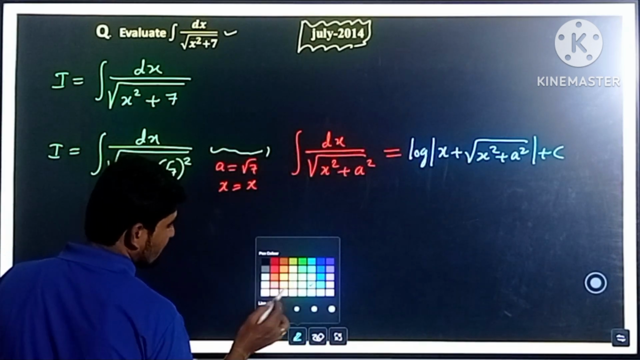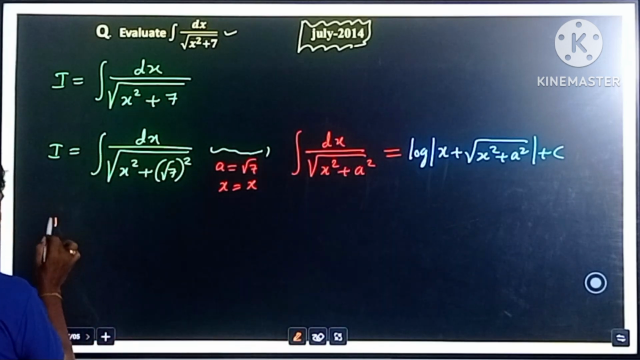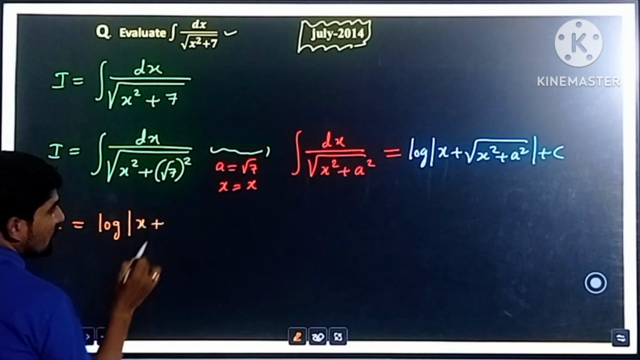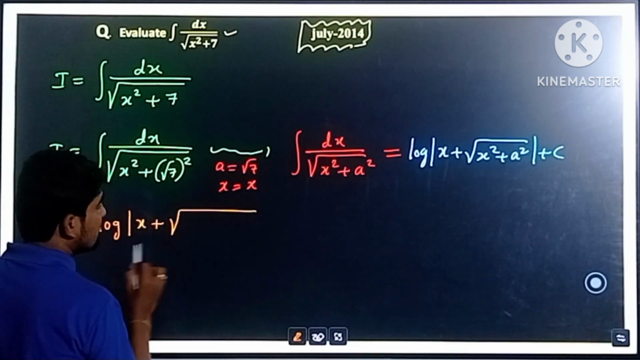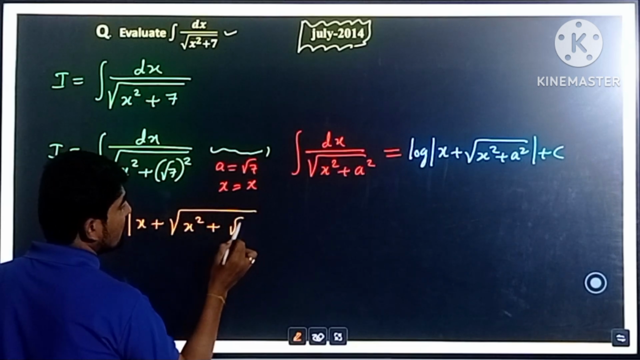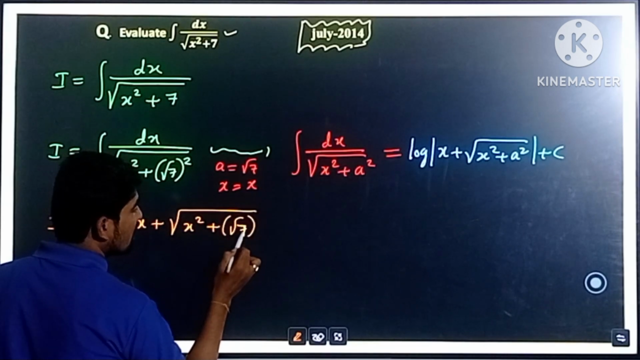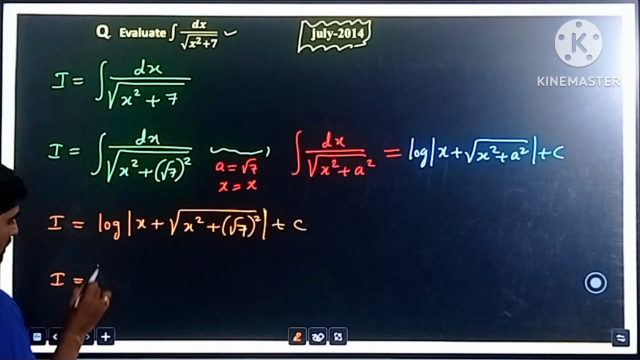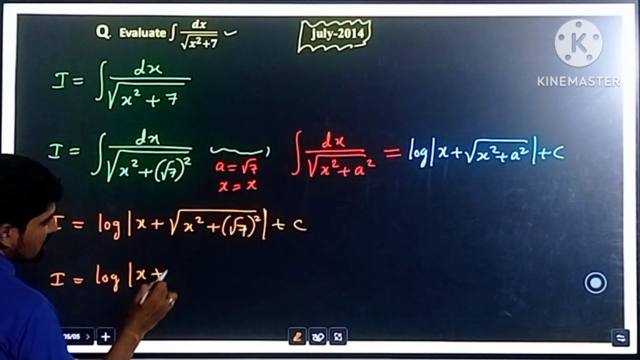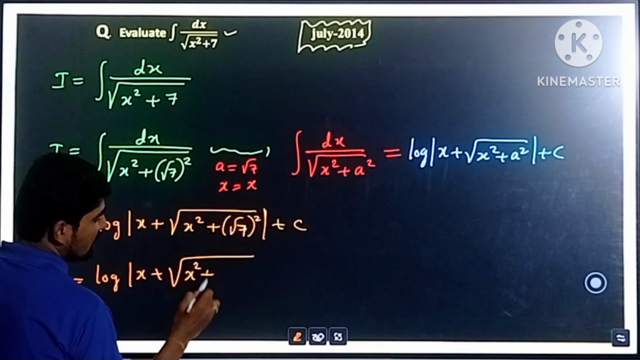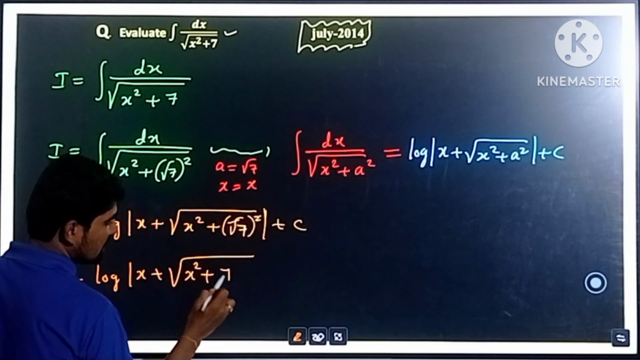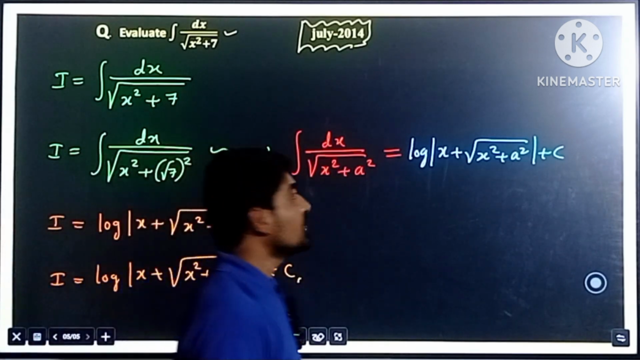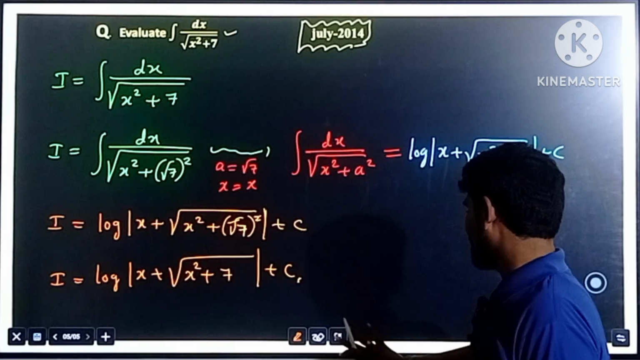So therefore I is equal to, see here, log x plus square root of x square plus a square, means root 7 whole square, plus c, or I is equal to log x plus square root of x square plus 7, the square and square root cancel, plus c is the required answer. I hope all of you understood. Now let's start the next question.